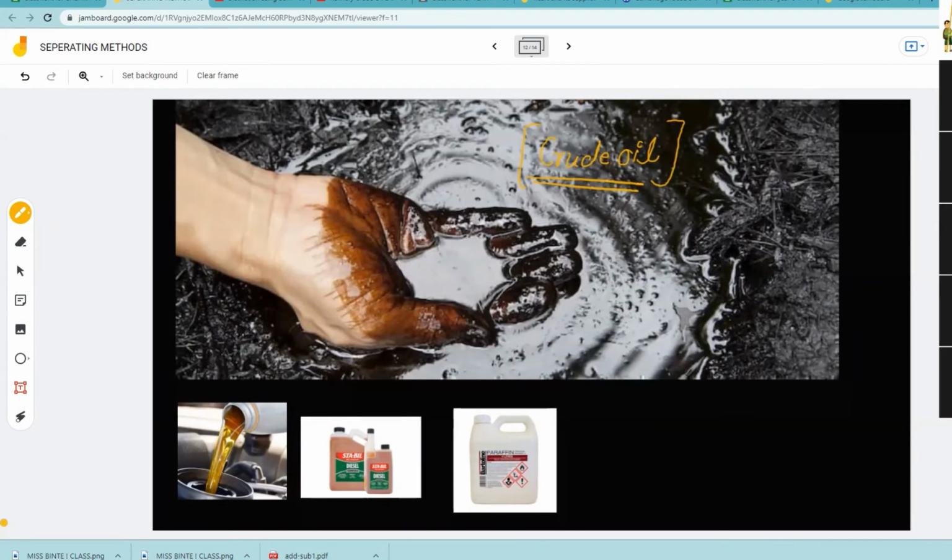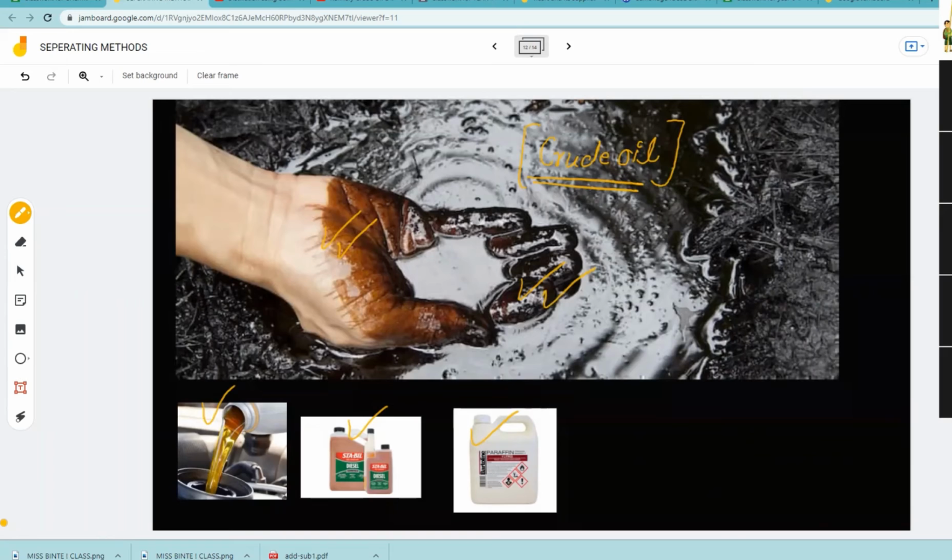So crude oil. But the thing is, crude oil is useless if we have it in this form. We cannot do anything with it. But this crude oil is a mixture of petrol, diesel, paraffin, naphtha, kerosene oil, biogas, all of them. It's a mixture. That's why it's expensive. So what we have to do is separate all of these from this.